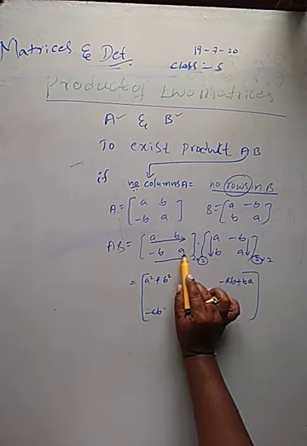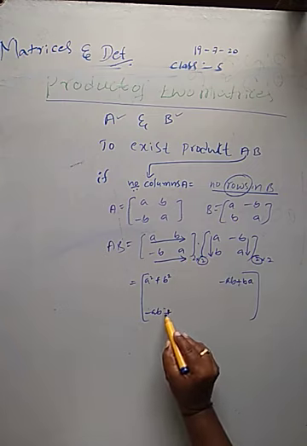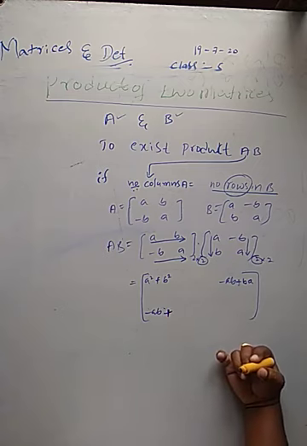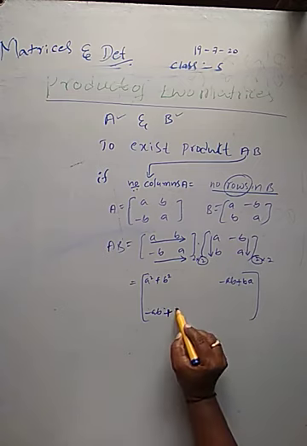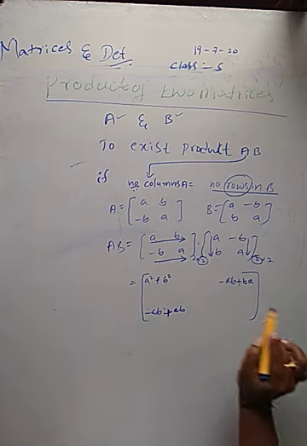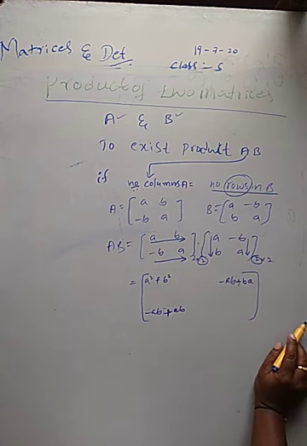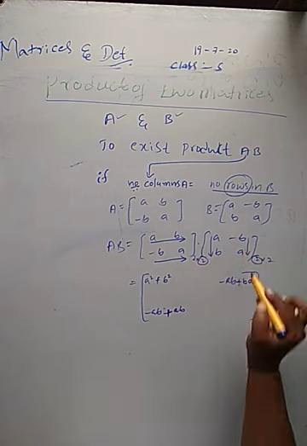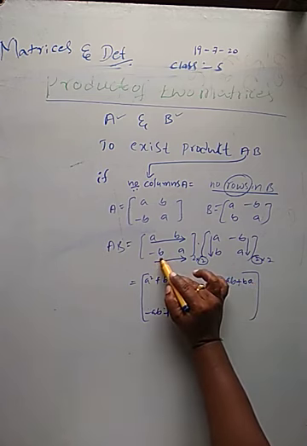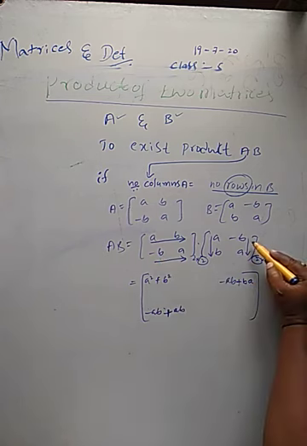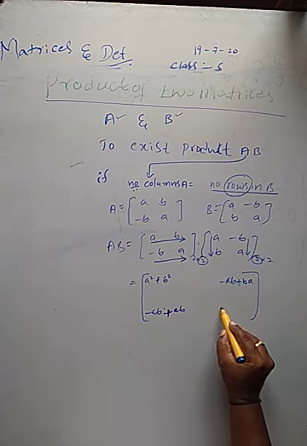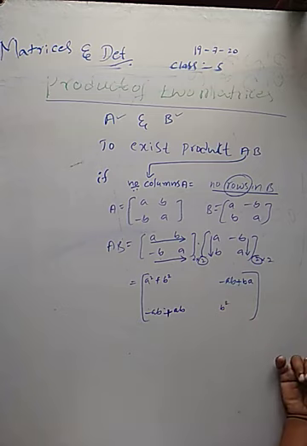Before multiplying these two numbers, commonly we have to write plus. This is common. Yes, AB, second row, first column is also completed. Second row, second column: first element, minus b; first element in second column, minus b. Minus into minus, plus b square.